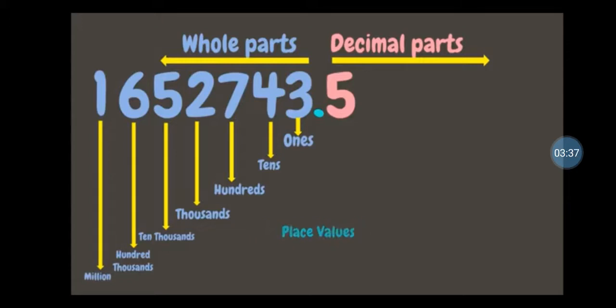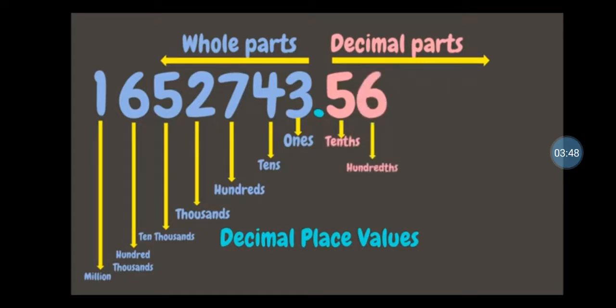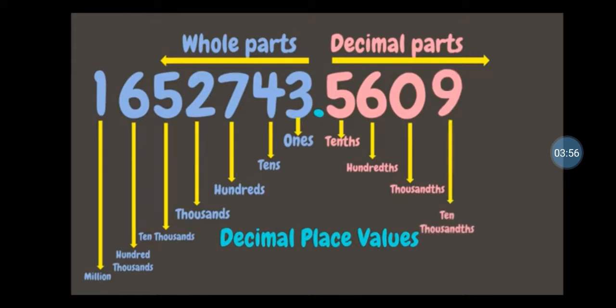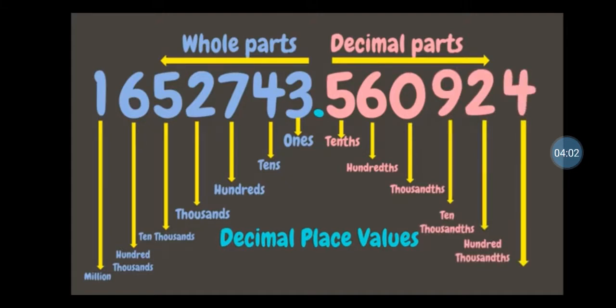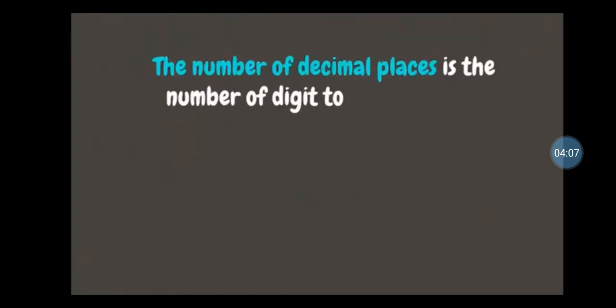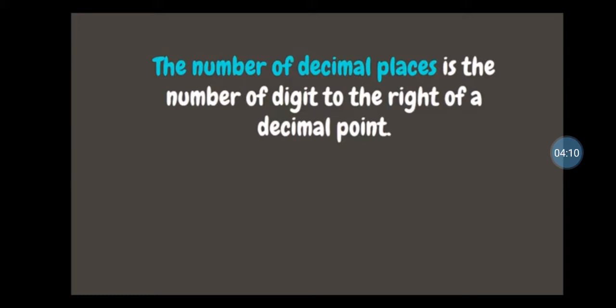And the place value of the decimal part is called the decimal place value. Like here, the place value 5 is tenth, for 6 it is hundredth, for 0 it is thousandths, for 9 it is 10,000ths, for 2 it is 100,000ths, for 4 it is millionths, and so on. The number of the decimal places is the number of the digits to the right of the decimal point.